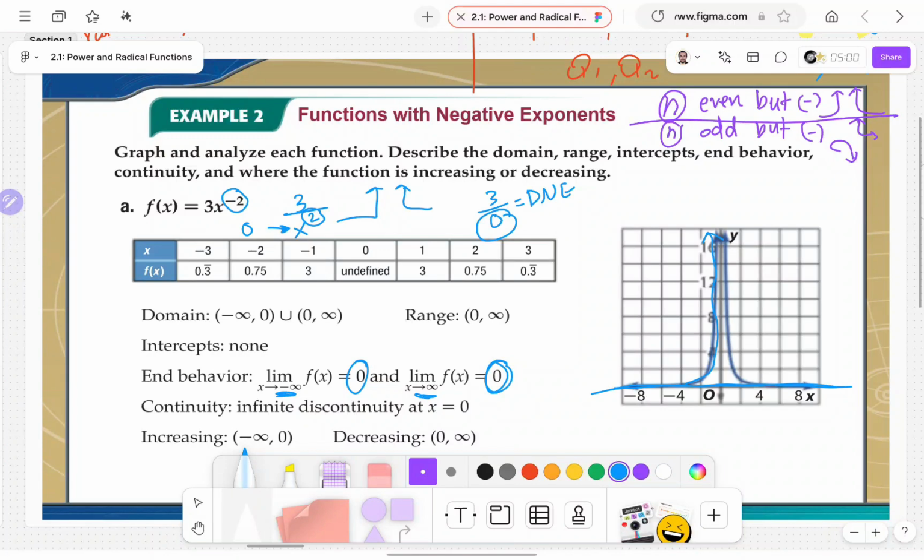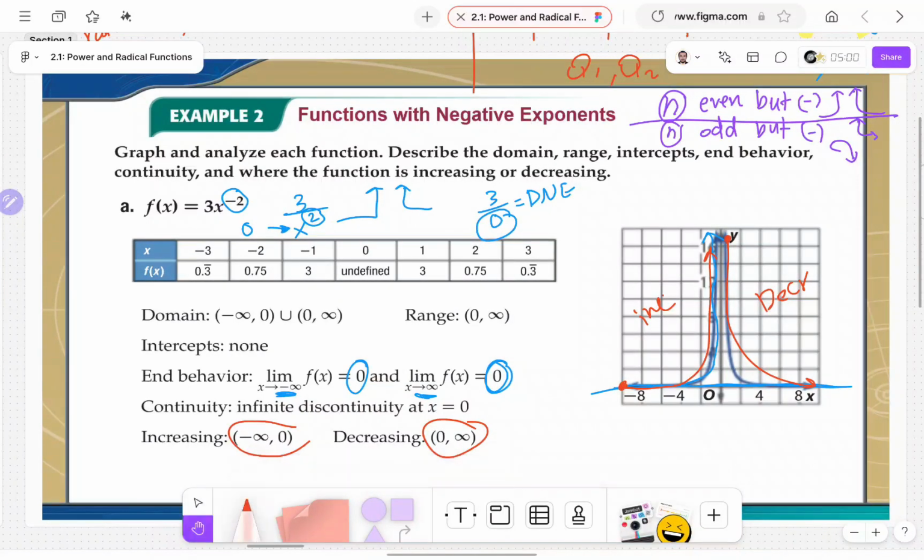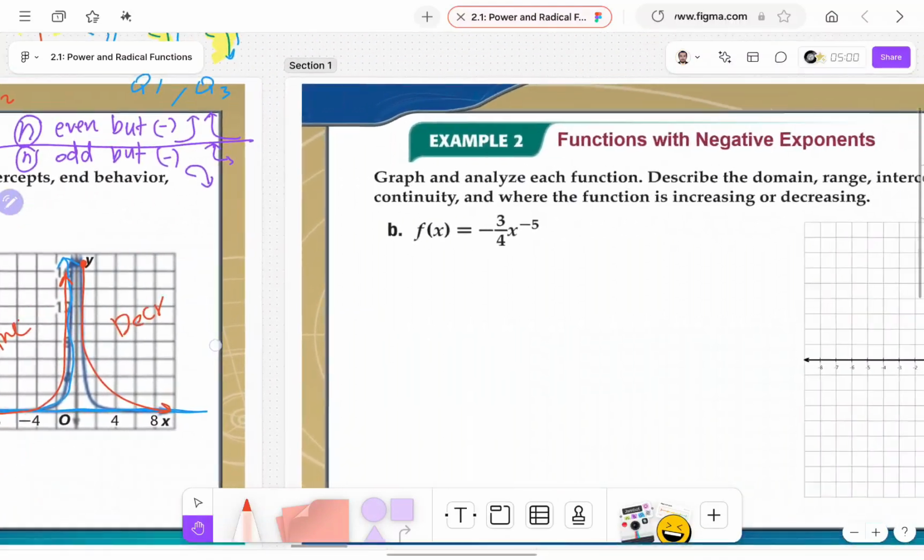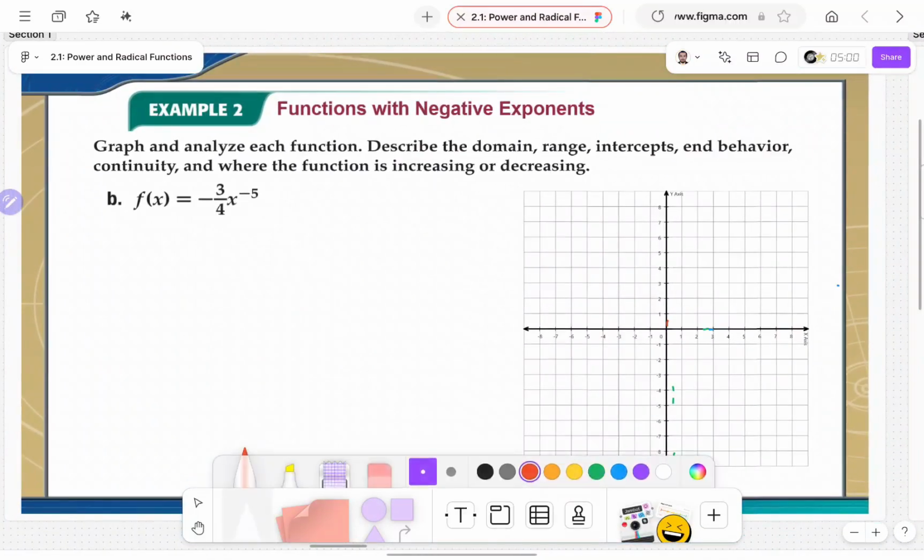Okay, and as you can see, the function is increasing from negative infinity to 0, because starting from the left, it starts down and goes up. So this one is the increasing part. Then it starts up and goes down, so that means this part here is decreasing, which is from 0 to positive infinity. Okay, I think now you understand the concept, so let's do this one very fast.